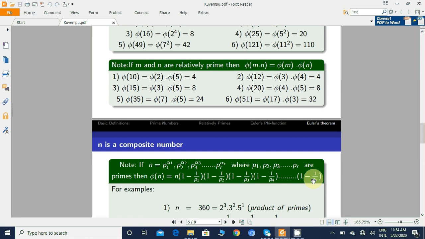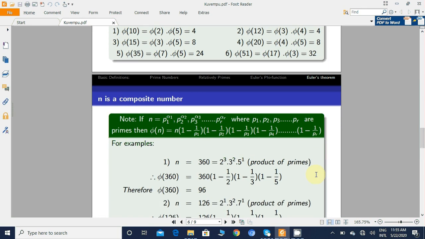Now if I take any composite number, to calculate Euler's phi function for any composite number by using this formula, any composite number can be written as a product of primes, where P1, P2, P3, etc., Pr are primes. Then I want to calculate φ of n, where n is a composite number. Then we take this formula: n into 1 minus 1 over P1, 1 minus 1 over P2, etc., 1 minus 1 over Pr.